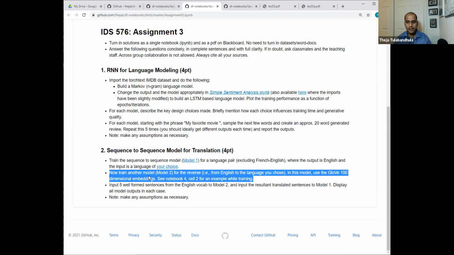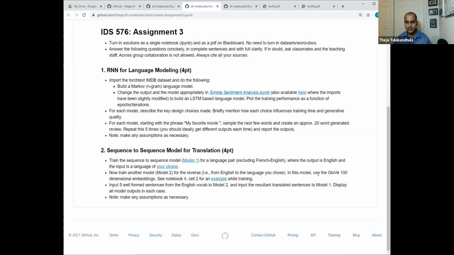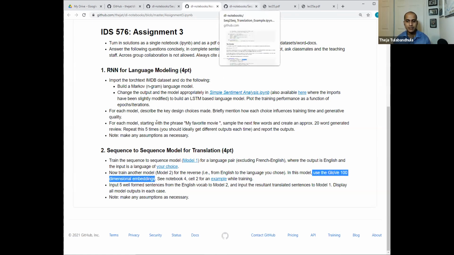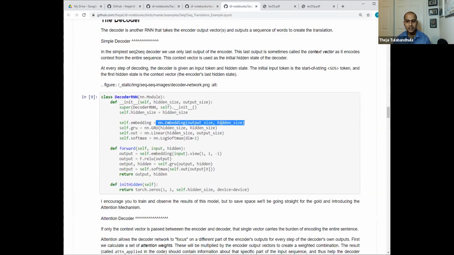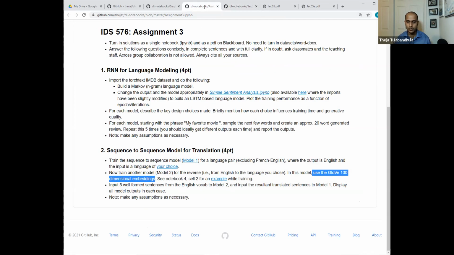It's also suggested that you use a pre-trained embedding. In this example, you can see that embeddings are initialized from scratch. Instead of these embeddings, which are random numbers, you want to use, for example, a GloVe embedding, or Word2Vec embedding. In the assignment, it says to use GloVe embedding, so try to use that. And there's an example from an appropriate repository.